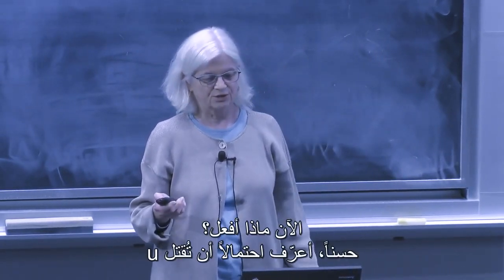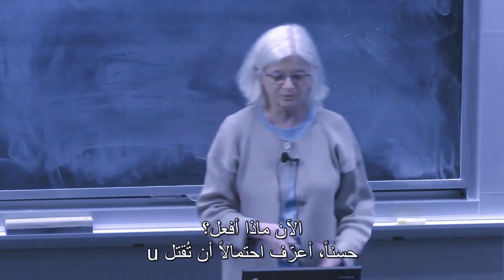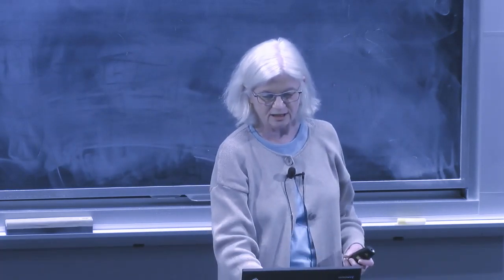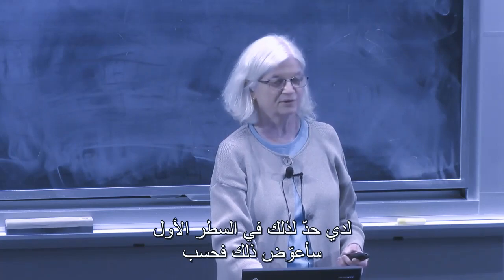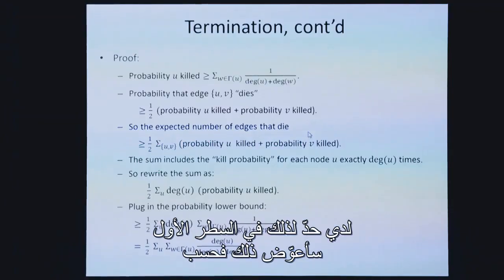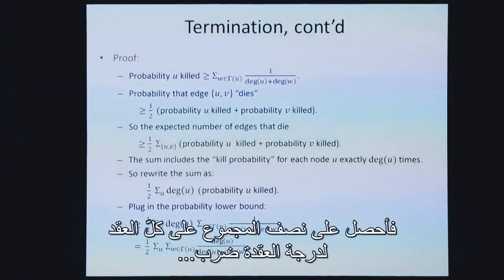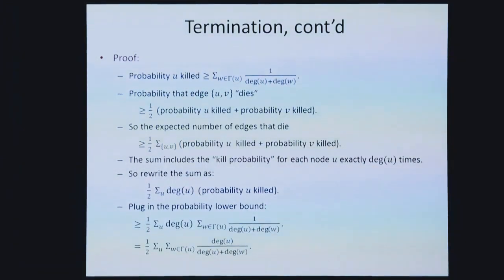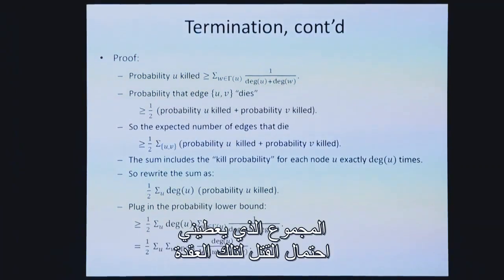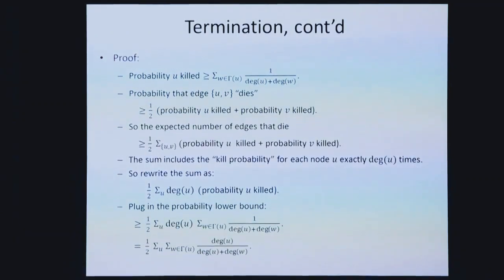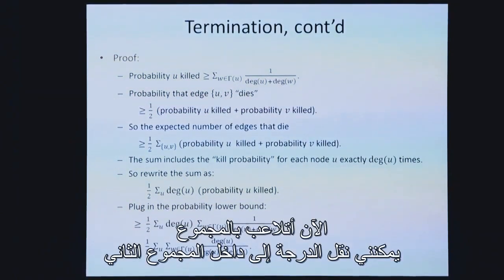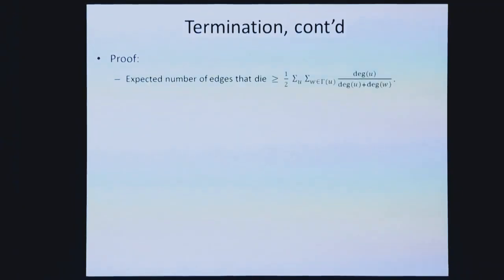Okay. So now what do I do? Well, I know the probability that U is killed. I have a bound for that up on the first line, so I'm just going to plug that in. So I get 1/2 the sum over all the nodes, the degree of the node, times this summation that gives me the kill probability for that node. And now I play around with the sum. I can move the degree inside the second summation, and I get this.